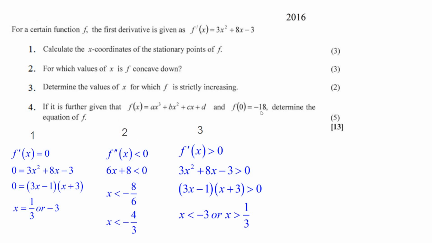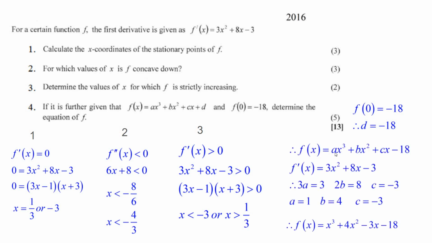They say f of 0 is equal to -18 for this function here. Well, that's another way of telling us what d is. They've told us that d must be -18, because if you put 0 in here, then we've got f of x with the d there. We've got f prime of x. All we do is compare and do the derivative.